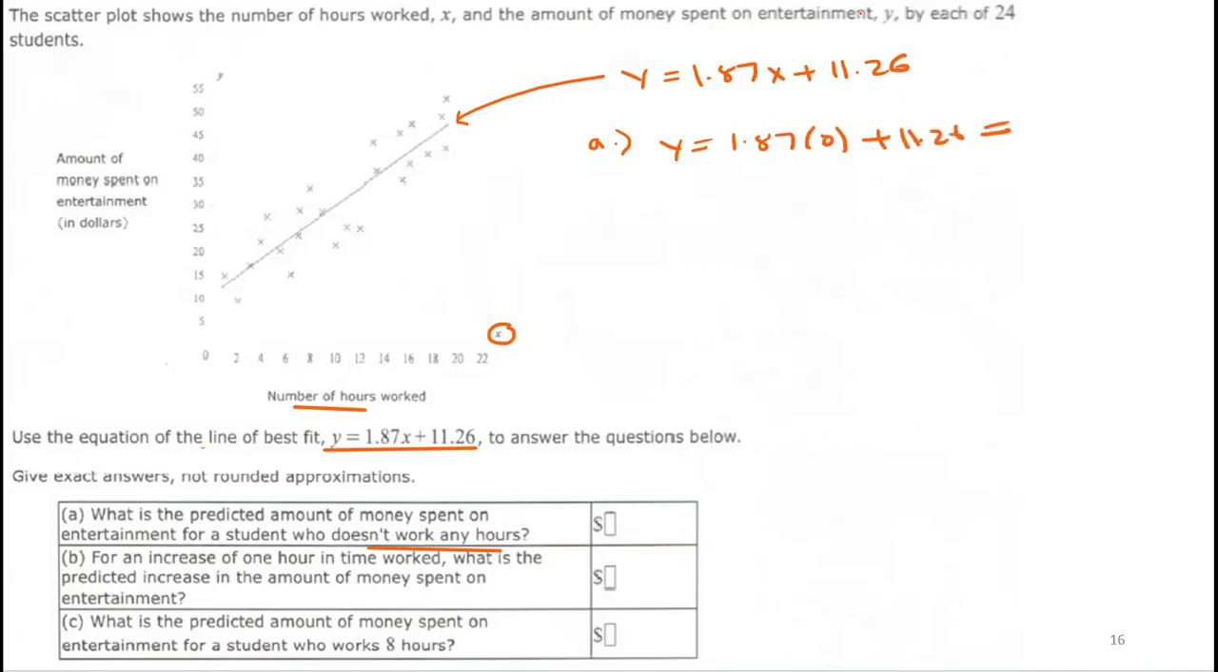Why do we put 0? Because they didn't do anything, right? They don't work any hours, so that's 0 hours. So 1.87 times 0 is 0, plus 11.26 will give us $11.26.